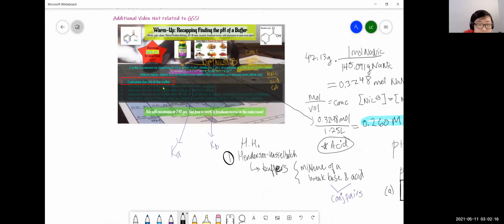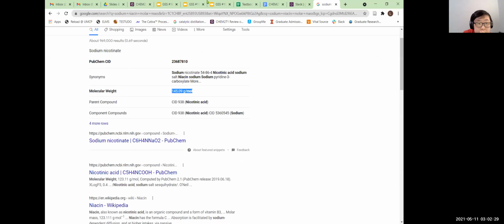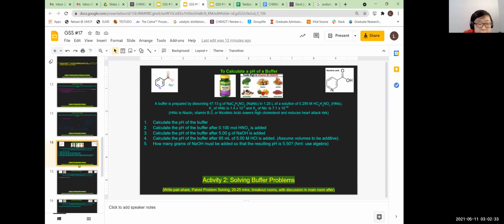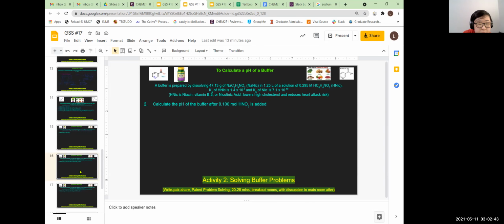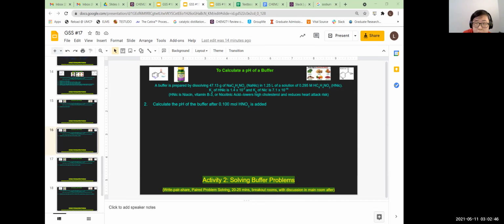The next one's calculate the pH of the buffer after 0.1 mole of nitric acid is added. All of these parts are a little bit more tricky. I'm going to pause the video for a sec. Okay, so the next part is right here: calculate the pH of the buffer after 0.1 mole of nitric acid is added.